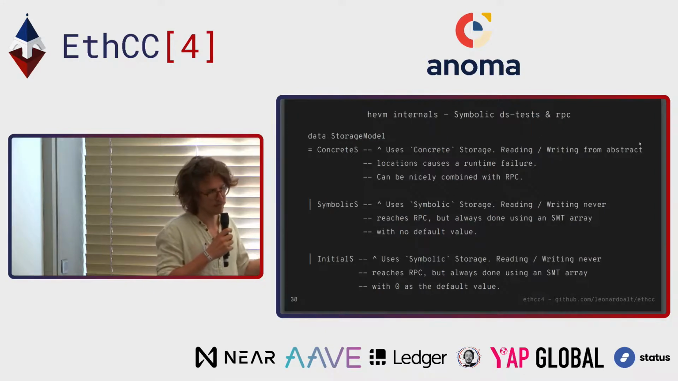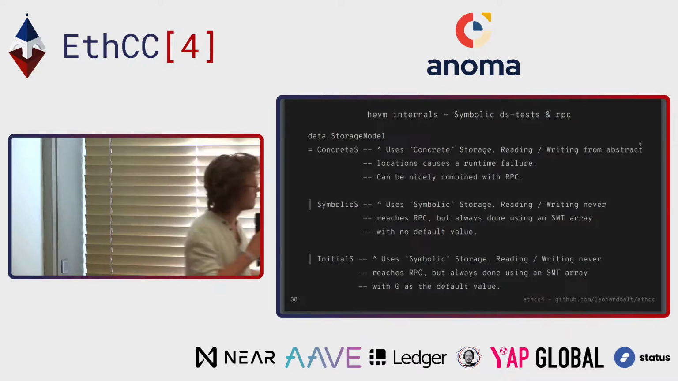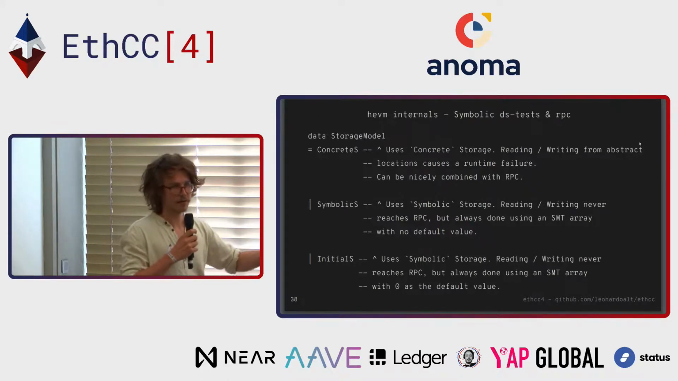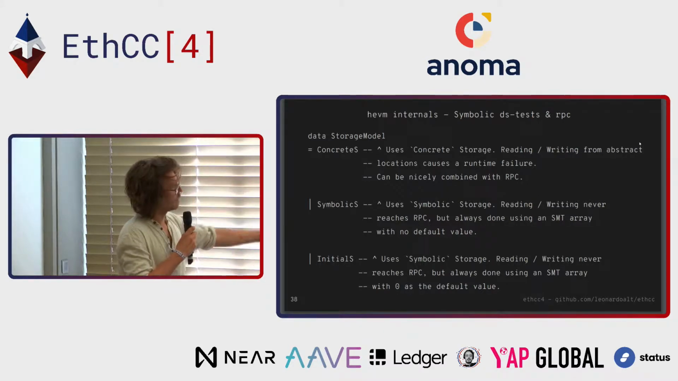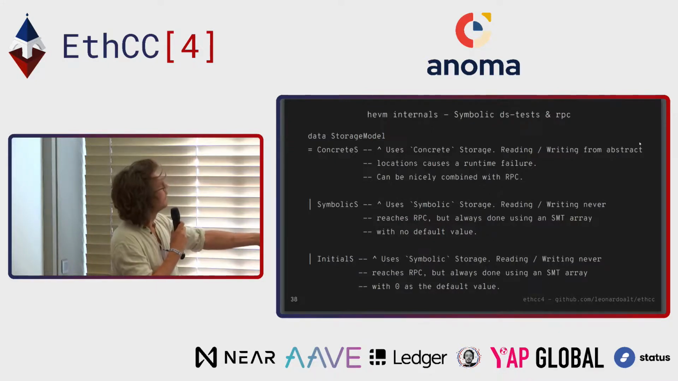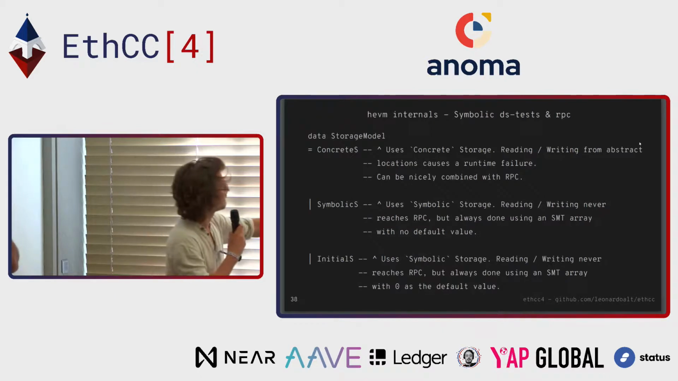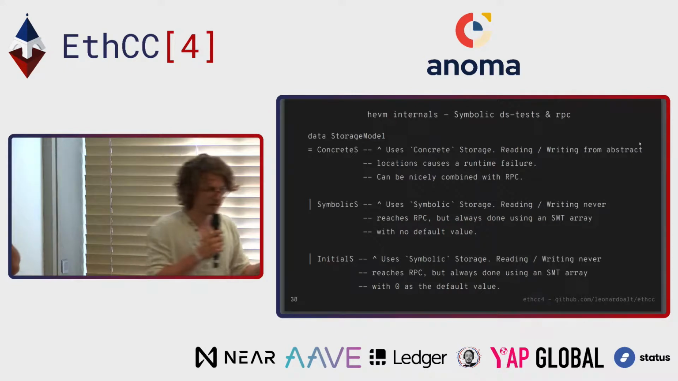So if we're reading from storage location 13 or X or whatever, we're just getting an abstract value back, and we're not putting any additional constraints on that. So when we're doing DS test, we're actually doing initial state, because you're assumed to do all of the things that you want to do in your setup function. But when we're doing some other things, like the equivalence thing that I'll be explaining in the next slide, we're using this symbolic, so the fully unconstrained storage.